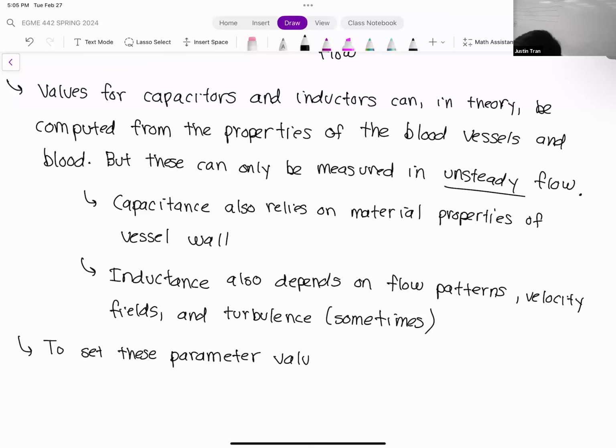So to set these parameter values, and to an extent this applies to the resistance as well, because remember, the resistance equation that we have depended on rigid walls and steady flow, which obviously a lot of times we don't assume, we're going to go through a process called parameter tuning.